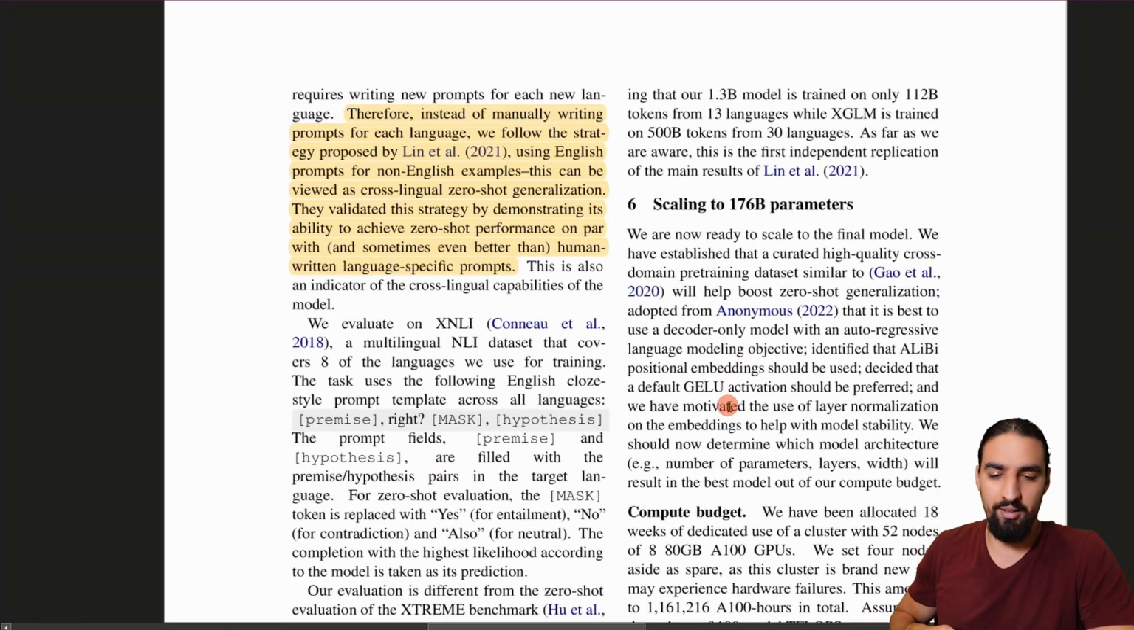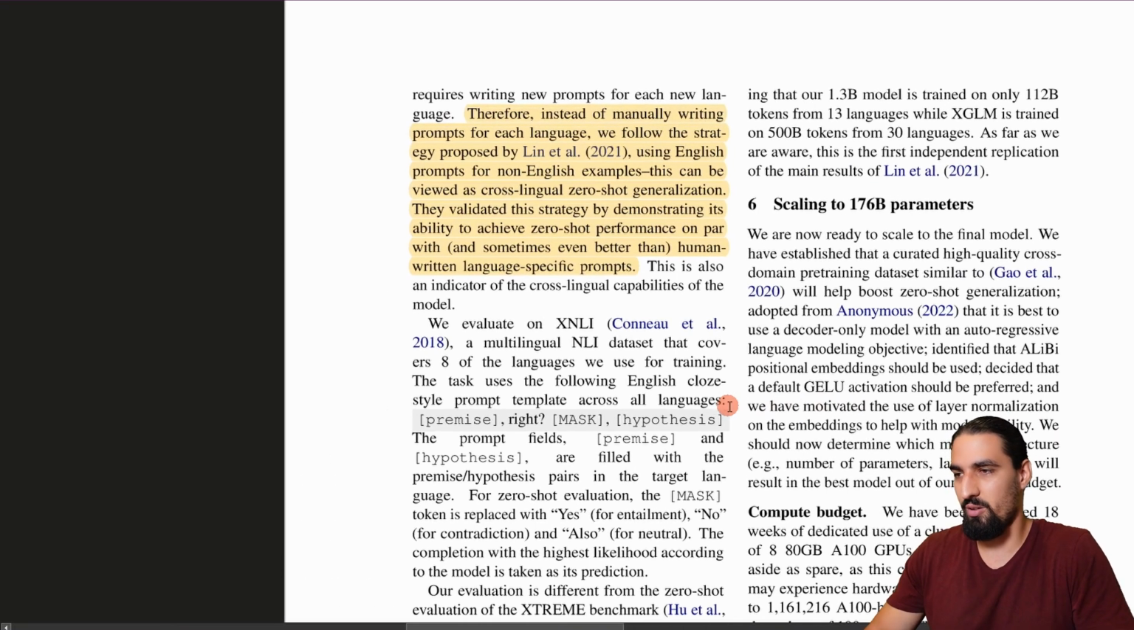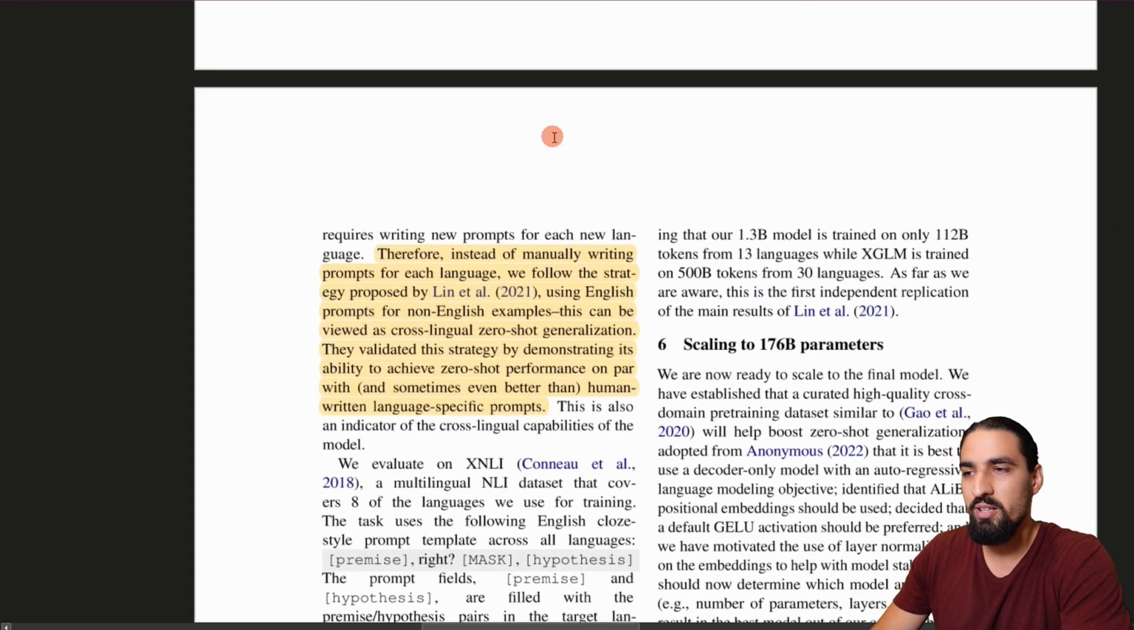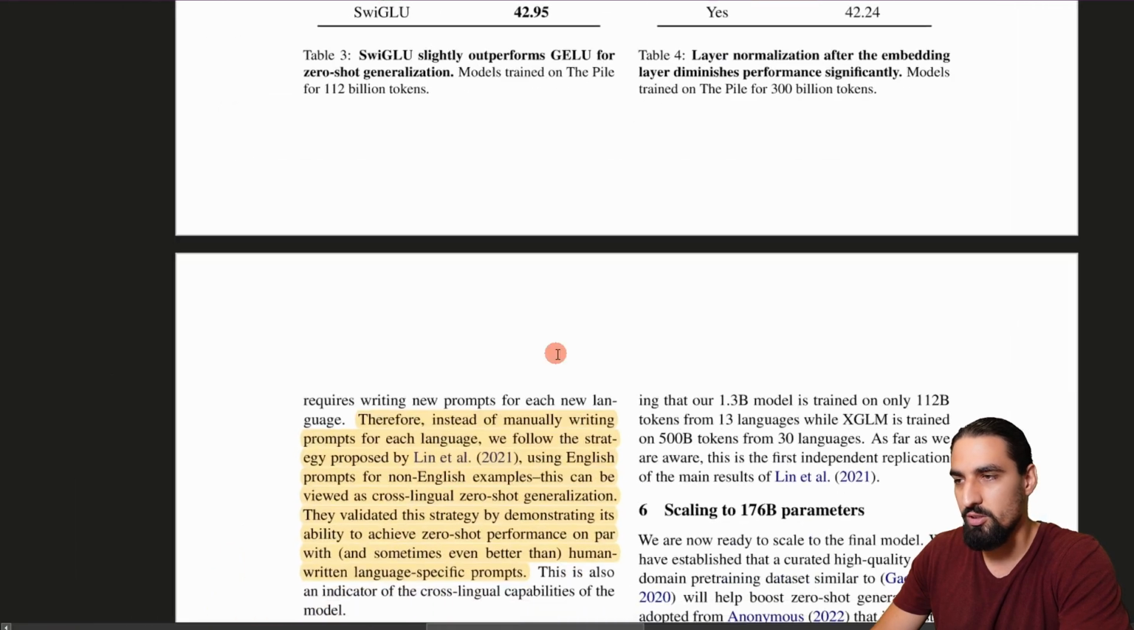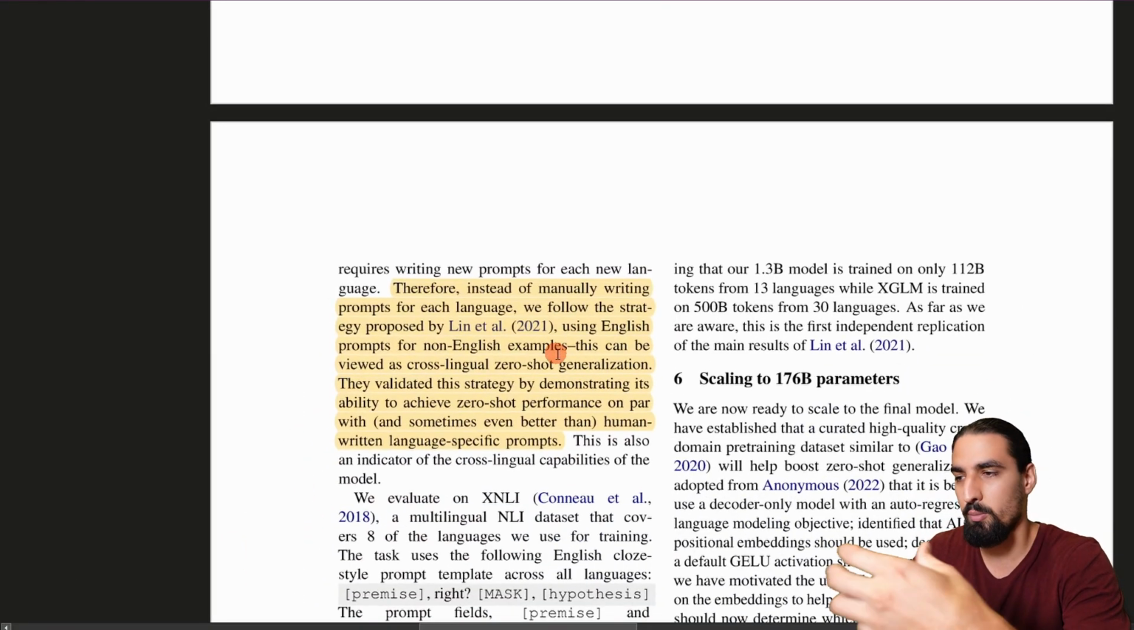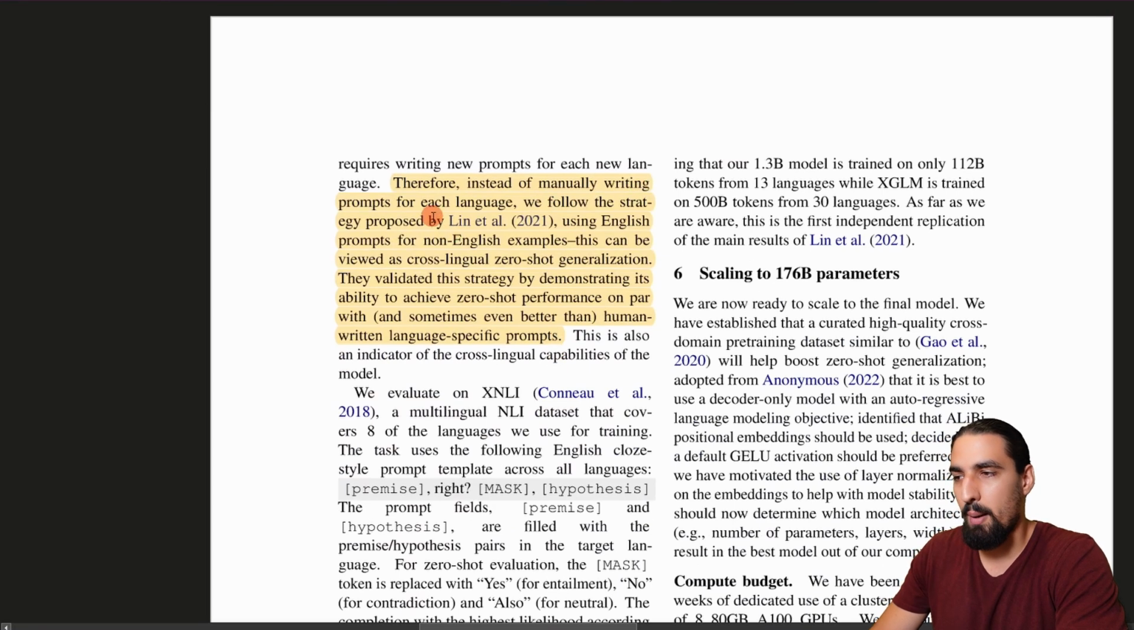One thing that I noted to myself as well, this is a curious finding. So they say, instead of manually writing prompts for each language, which would obviously be very bothersome, we followed the strategy proposed by Lin et al. This is about the multilingual evaluation, so trying to evaluate on multiple different human languages. Using English prompts for non-English examples can be viewed as cross-lingual zero-shot generalization. They validated this strategy by demonstrating its ability to achieve zero-shot performance on par with, and sometimes even better than, human-written language-specific prompts. This is kind of cool.